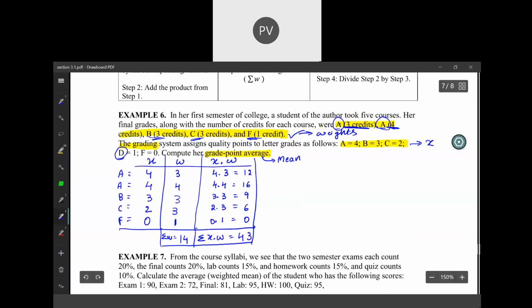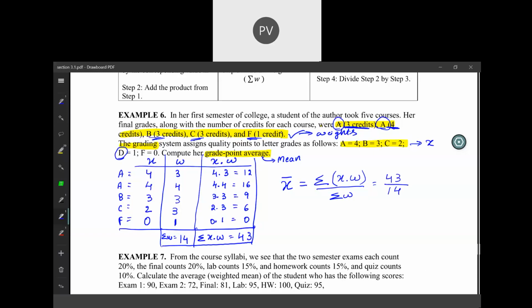Now what is the formula for mean? X bar equals summation of x dot W divided by summation of W, right? So summation x dot W is 43 divided by 14, 3.07. That is nothing but her GPA, grade point average, also called GPA, is 3.07.